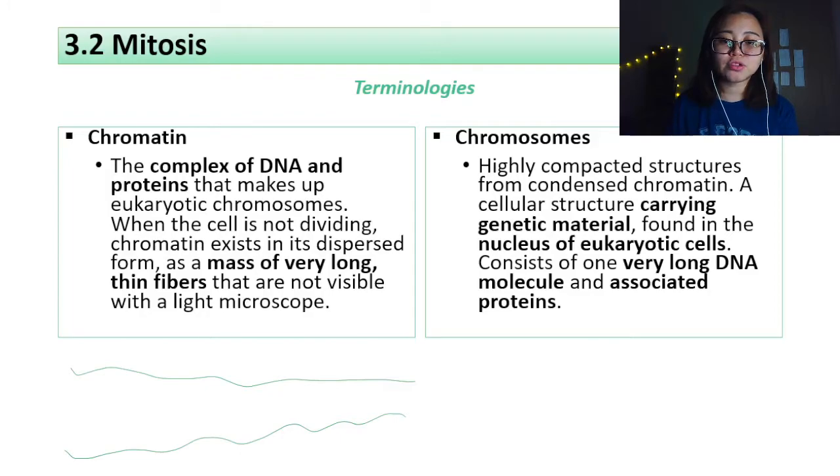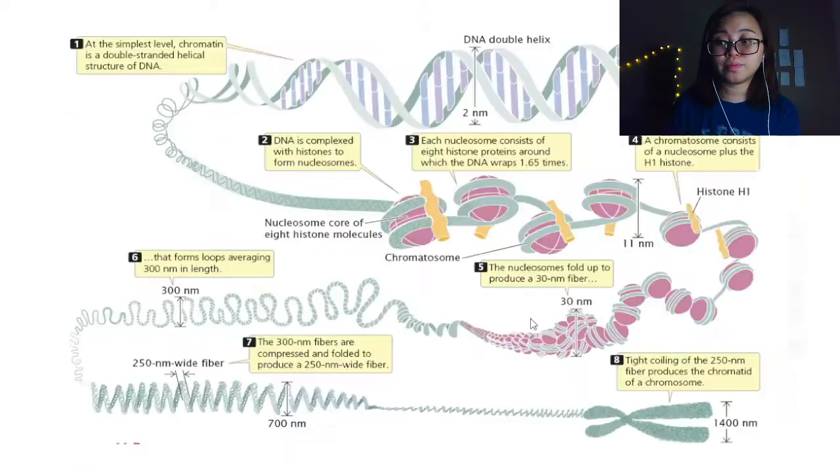The second term is chromosomes. Chromosomes are highly compacted structures from condensed chromatin, a cellular structure carrying genetic material found in the nucleus of eukaryotic cells, consisting of one very long DNA molecule and associated proteins. What does this mean? It means chromosomes are chromatin that is coiled and very dense and compact. That's it. From the long form, we coil it and make it compact. Like this, it will look thick. This we can see under the microscope.